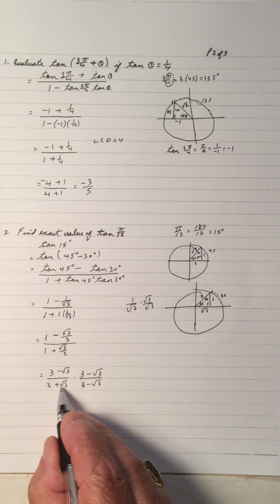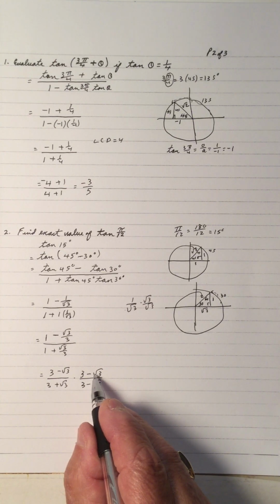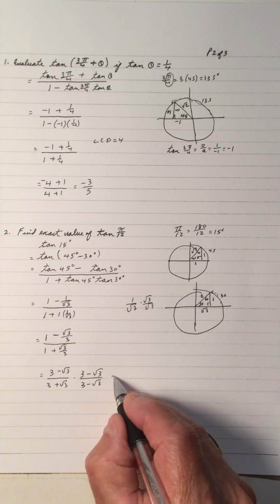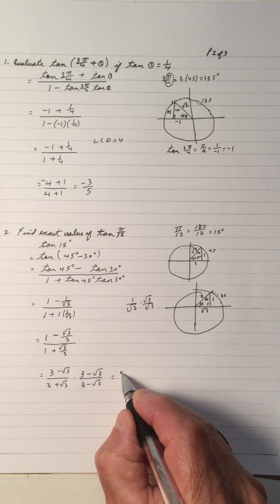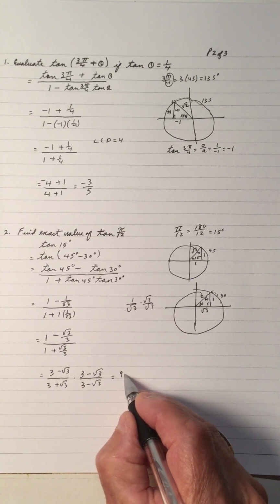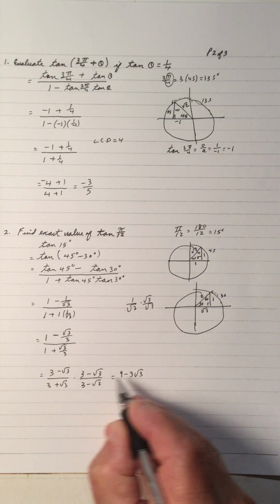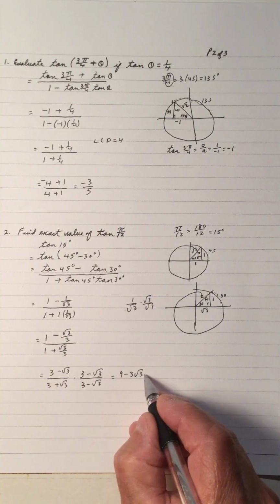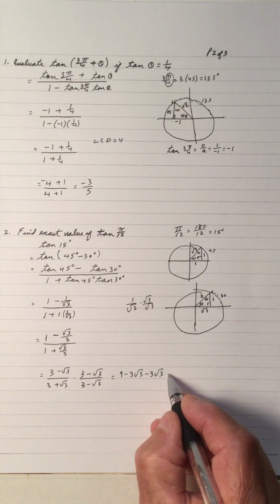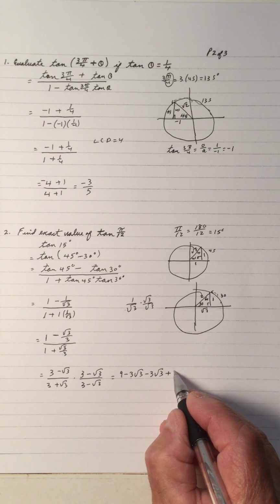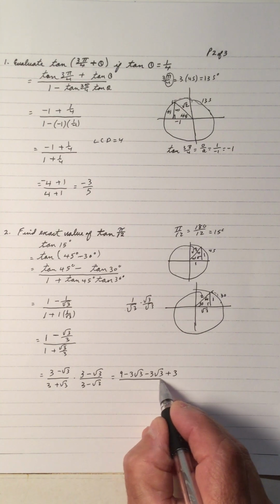So 3 plus root 3, the conjugate is 3 minus root 3. Top and bottom to rationalize. So multiply this out by FOIL. 3 times 3 is 9. 3 times negative root 3. Negative root 3 times 3. Negative times negative is positive. Root 3 times root 3 is root 9, which is 3.